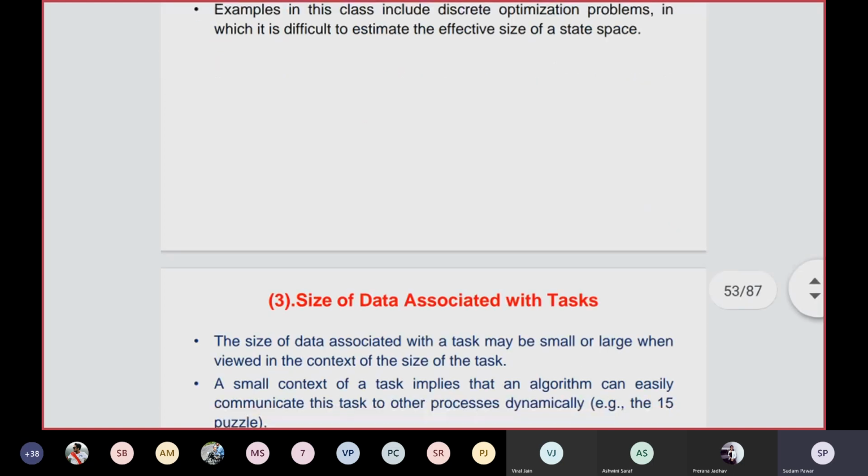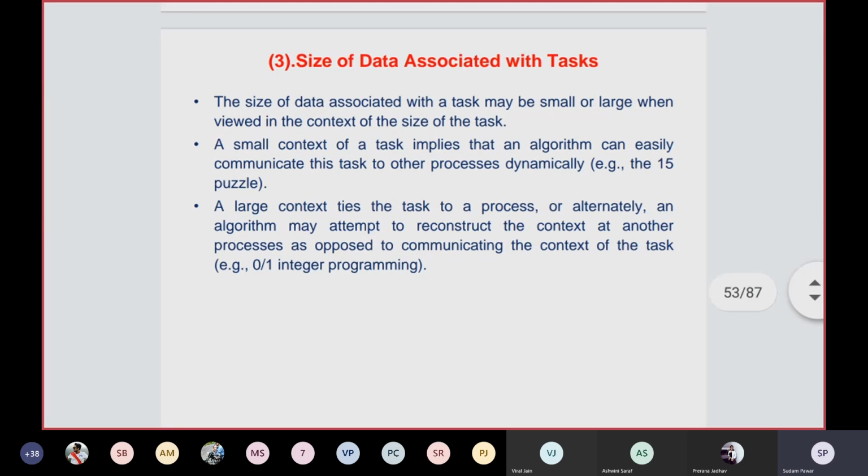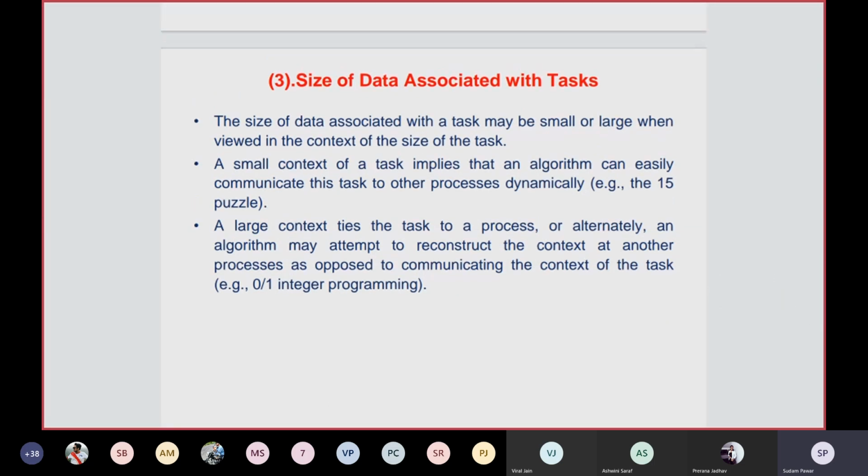So this is the second characteristic of task. First one we have seen is the task generation, second one is the size of task, and third one is the size of data associated with task. So we have already discussed, but again you should know this one. The size of data associated with a task may be small or large when viewed in the context of the size of the task.